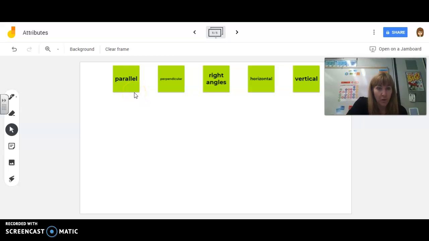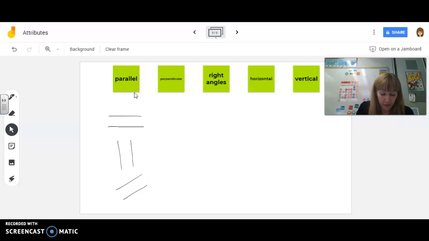So our first word is parallel, and what parallel means is lines that are lined up going in the same direction, and they can either be horizontal or vertical or slanted, doesn't matter, but these 2 lines will never get too close together and never drift farther apart. So that's what parallel means.